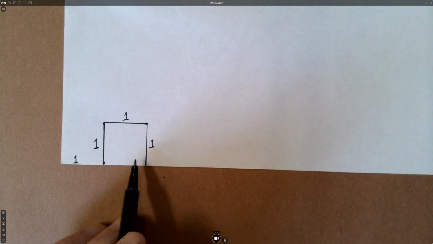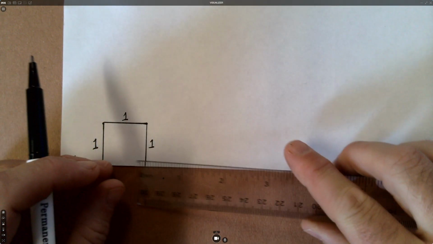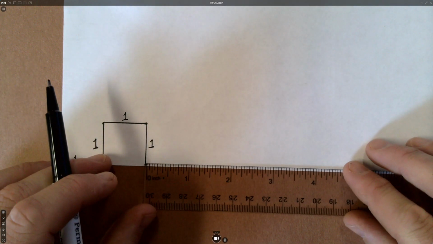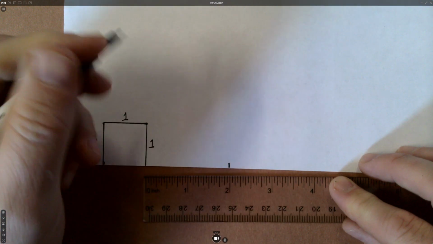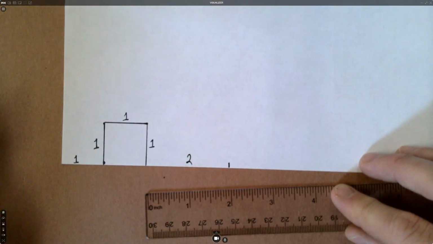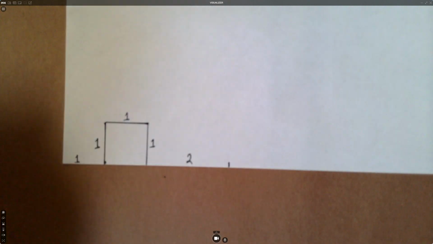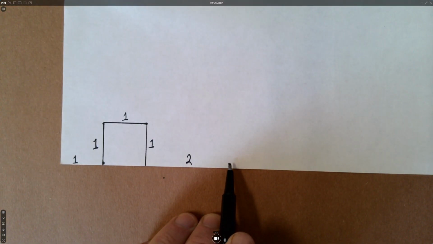Now, let's start at the bottom right corner of this box. Starting at 0, let's go over 2 inches. And then put a little mark here on the side.